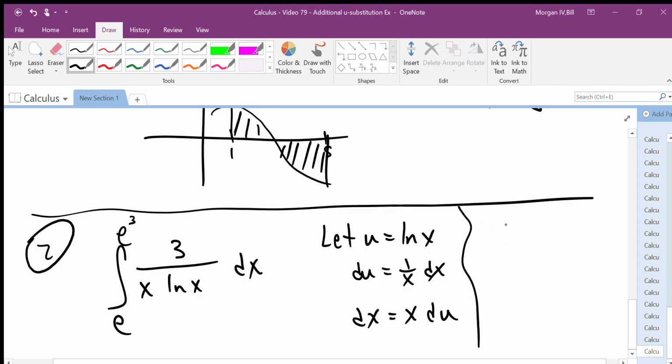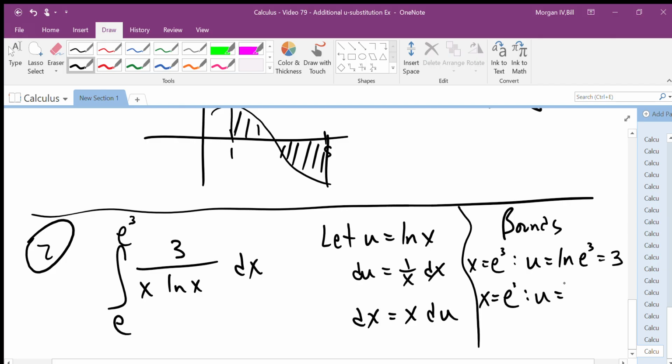So again, I like to change my bounds. My x bounds, I have e cubed. For u, that would be the natural log of e cubed, which by properties of logarithms, that is just 3. Right, natural log of e to the third is just 3. And when x is just e, or e to the first, then I have u is equal to the natural log of e, which is just 1. And so my bounds go from 1 to 3 here.